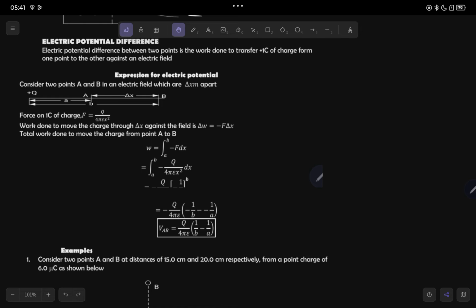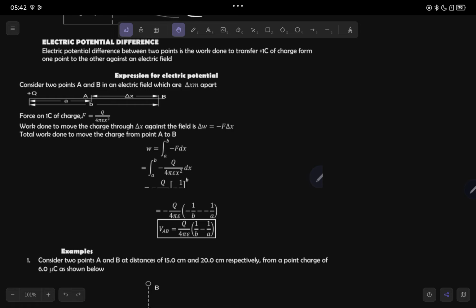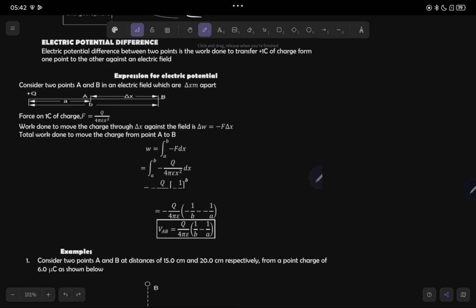So let's consider 2 points. You have a charge Q, an electric field. Then you have 2 points A and B. Point A is a distance small a from positive Q, and point B is a distance B from the point Q. Our aim is to move a positive 1 coulomb charge from point A and take it to point B. Of course, since it is positive 1 and we have positive Q here, we shall be doing that against the electric field. So as we are doing so, we want to see how the work done will come out from there.